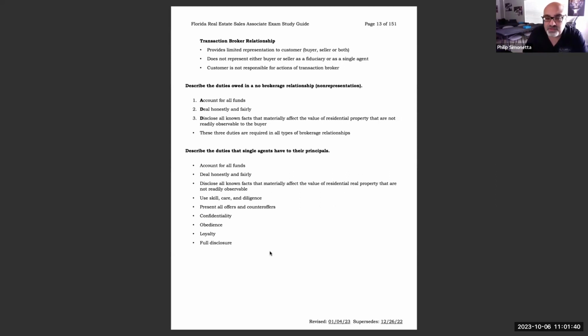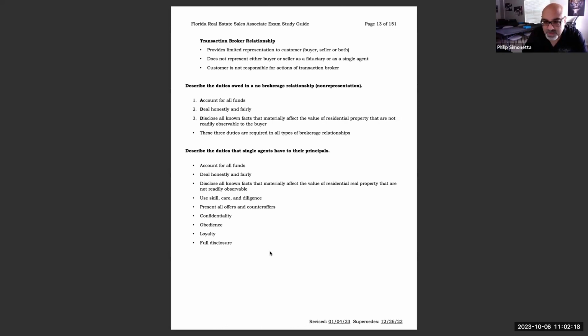Now let's look at the duties that a single agent has in addition to these. Again, they have ADD: account for all funds, deal honestly and fairly, disclose all known facts that materially affect the value of residential real property that are not readily observable. Now, what does it have in addition? You must use skill, care, and diligence, present all offers and counteroffers, confidentiality, and obedience. You've got to listen to them, but you cannot do anything illegal.